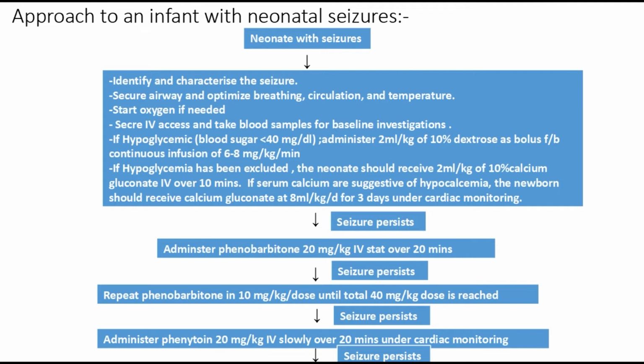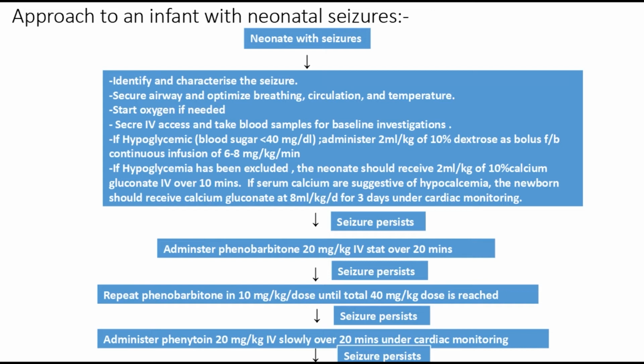for baseline investigations. If hypoglycemic, blood sugar less than 40 mg per dL, administer 2 mL per kg of 10% dextrose IV, and then follow with continuous infusion of 6 to 8 mg per kg per minute of dextrose. And if hypoglycemia has been excluded, the neonate should receive 2 mL per kg of 10% calcium gluconate IV over 10 minutes under cardiac monitoring. And if serum calcium is suggestive of hypocalcemia, the newborn should receive calcium gluconate at 8 mL per kg per day for 3 days under cardiac monitoring.